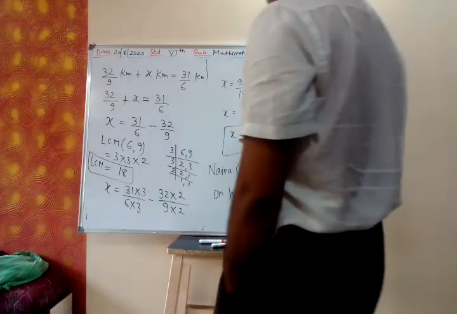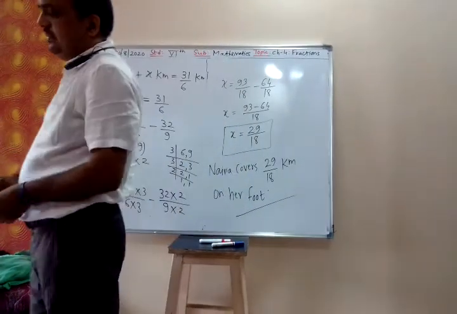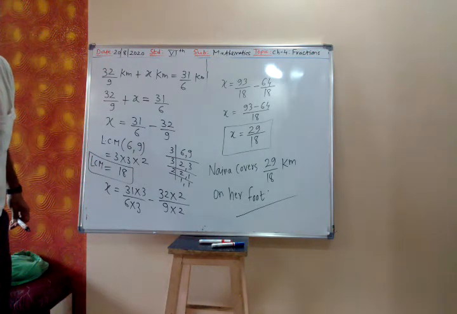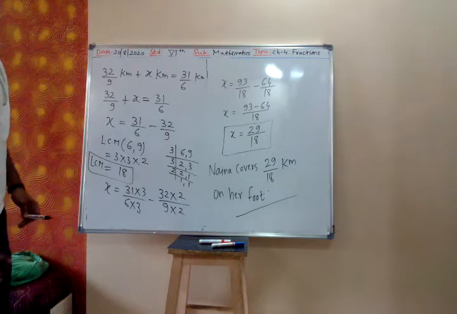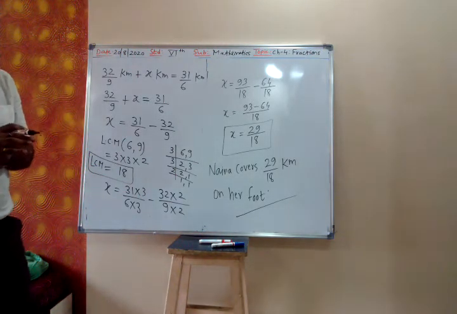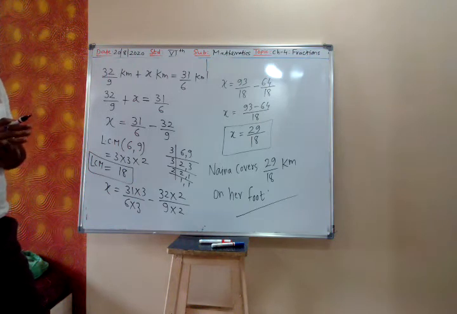Those who are having the textbook, they simultaneously go on checking the answer behind. So the answer is 29 upon 18 kilometers. She covers. Yes. Copy the next question.